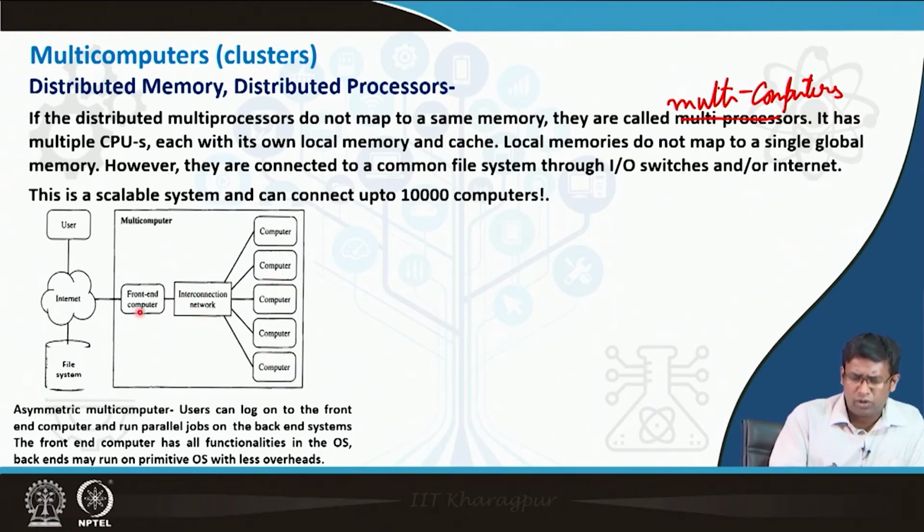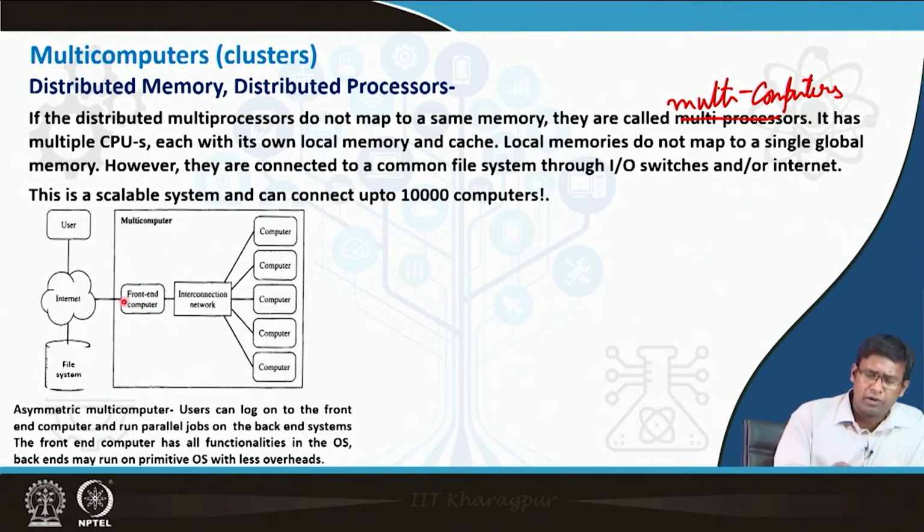So if any job is given, it is given to the front-end computer and it launches it to the slave computers attached to it. This is called an asymmetric multi-computer. The user can only log on to the front-end computer and instruct it to run a parallel job at the back-end systems.